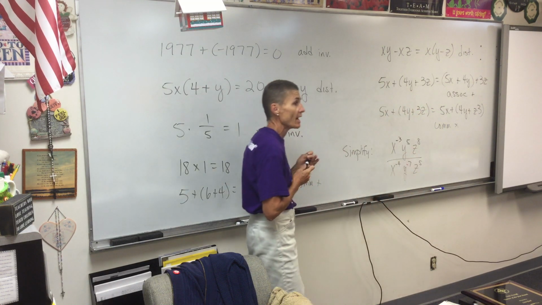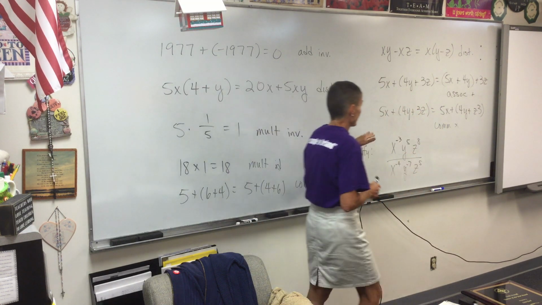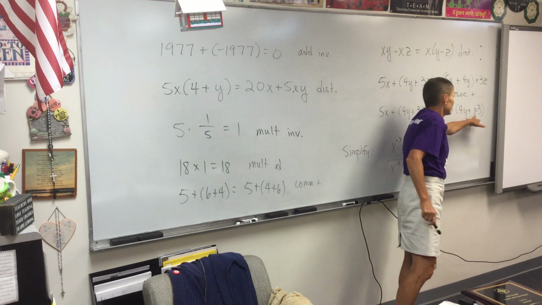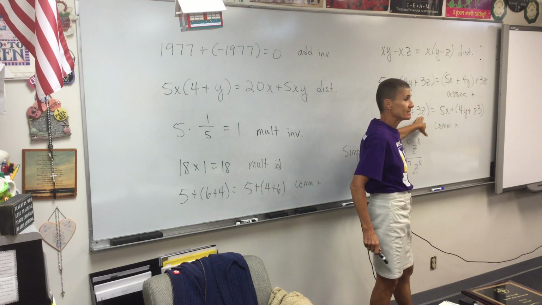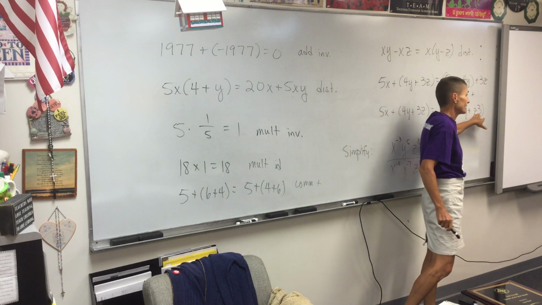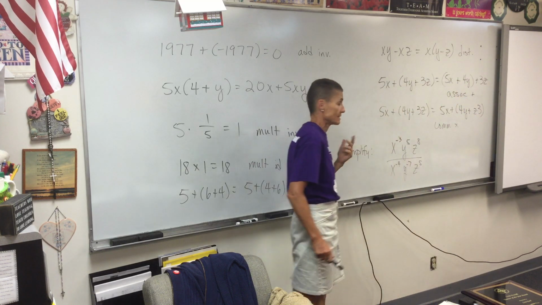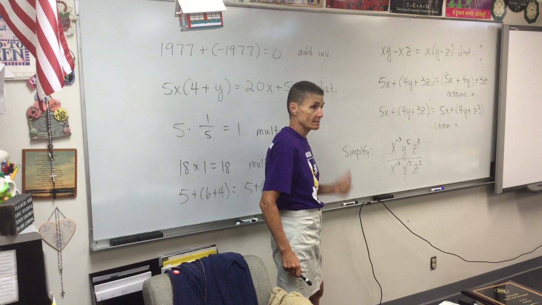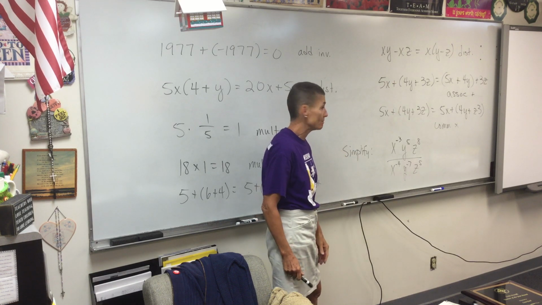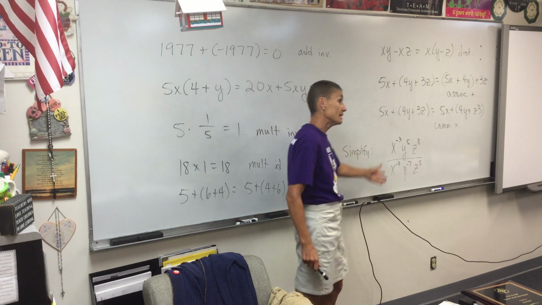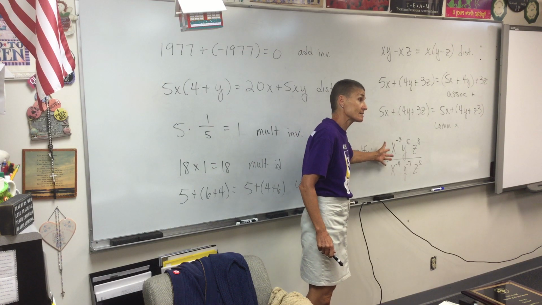Did everybody catch that? What changed? This said 3z and this says z3. Can I multiply in either order? Are they the same thing? Yes. When I change the order, it's commutative. Very, very good. Now, what about this?